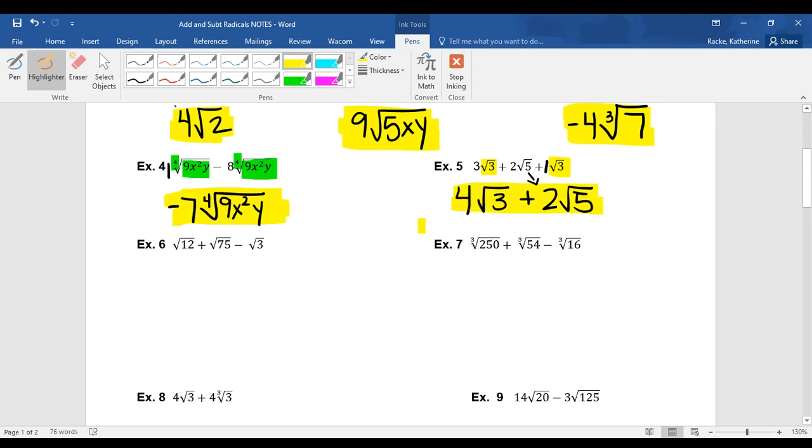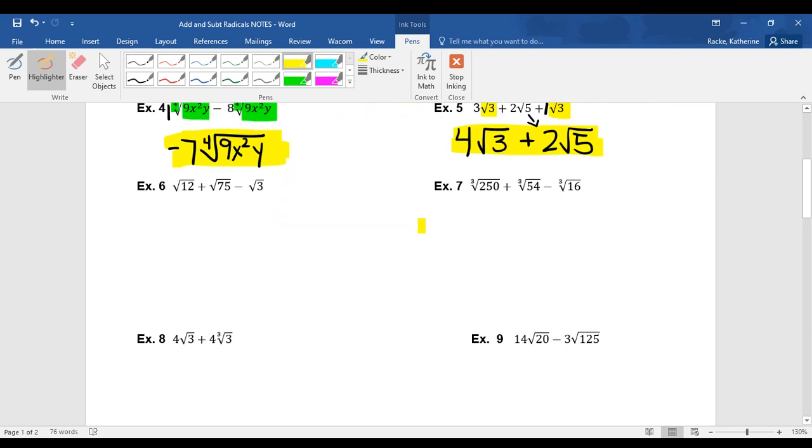Okay. Example 6. Now I have the square root of 12 plus the square root of 75 minus the square root of 3. So what I'm actually going to do first here is simplify the square roots because I can't combine anything right now. They're all square roots, but I don't have the same number under the radical. So let's look at the square root of 12. That breaks down into 4 and 3. 4 breaks down into 2 and 2. So the square root of 12 is going to break down into 2 square root of 3. Okay, there was your pair of 2's. And your one loner here.